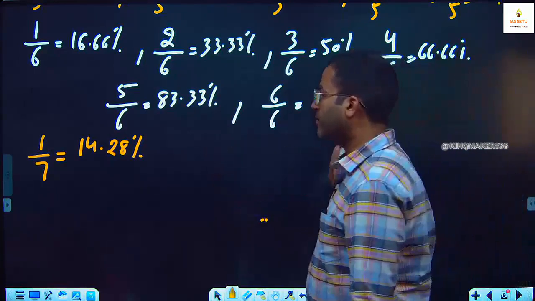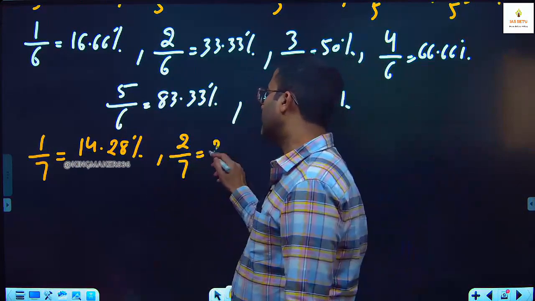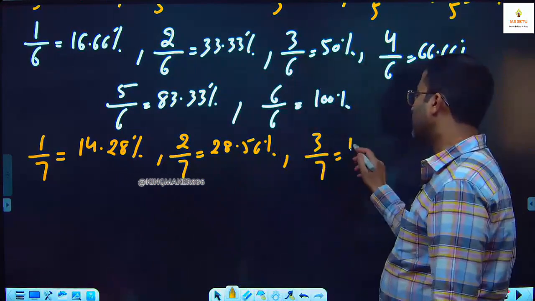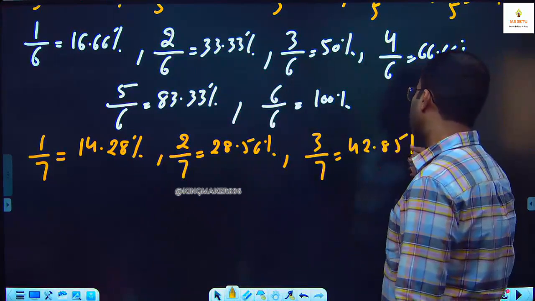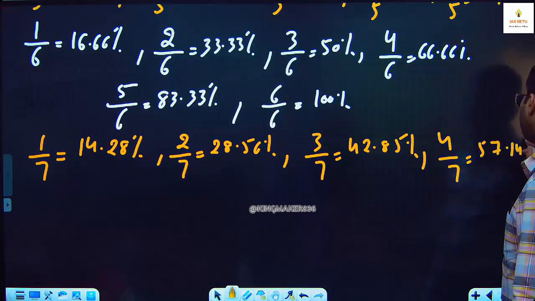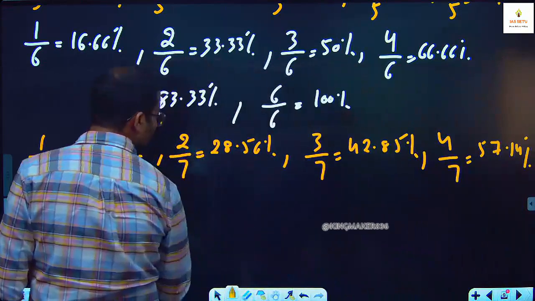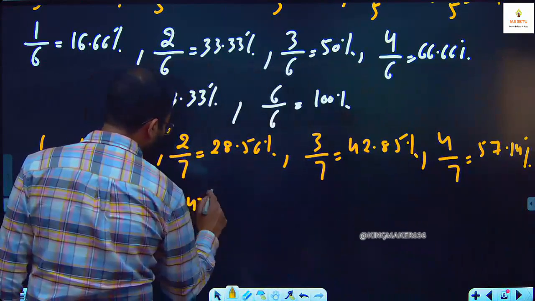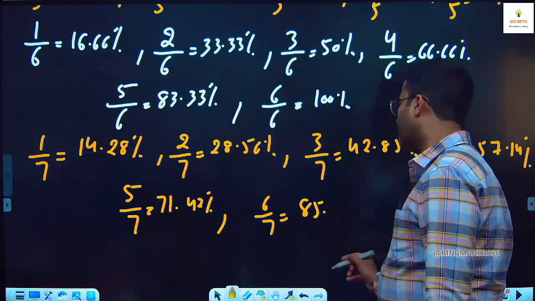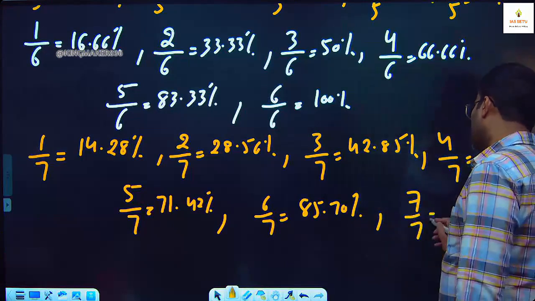So now 1 by 7 is 14.28%. 2 by 7 is 28.56%. 3 by 7 is 42.85%. 4 by 7 is 57.14%. 5 by 7 is 71.42%. 6 by 7 is 85.70%. 7 by 7, 100%.